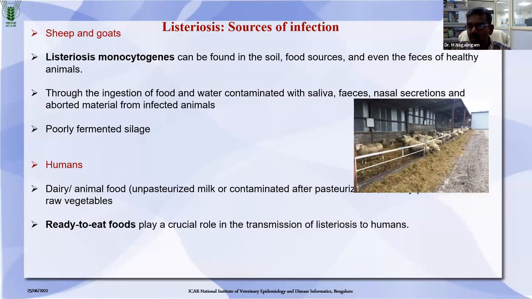In case of humans, apart from dairy foods and animal foods, even vegetables can cause listeriosis in human beings. One of the major sources for human listeriosis is ready-to-eat foods. As I already told you, ready-to-eat foods stored in refrigeration are not free of the bacteria; rather, refrigeration encourages it to grow, and it causes disease in human beings.